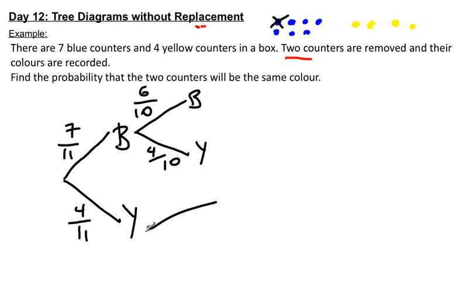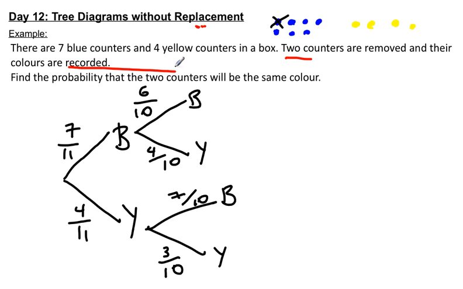And you've got 4 yellow counters out of 10. Same with the other route. If the first one was a yellow, then the probability of getting a blue the second time around is still 7, because we haven't taken out any blue counters, but out of 10. And 3 out of 10. So the number of yellows has been reduced by 1, and the total number has been reduced. After that, it's the same process, and hopefully you remember that we want to multiply.